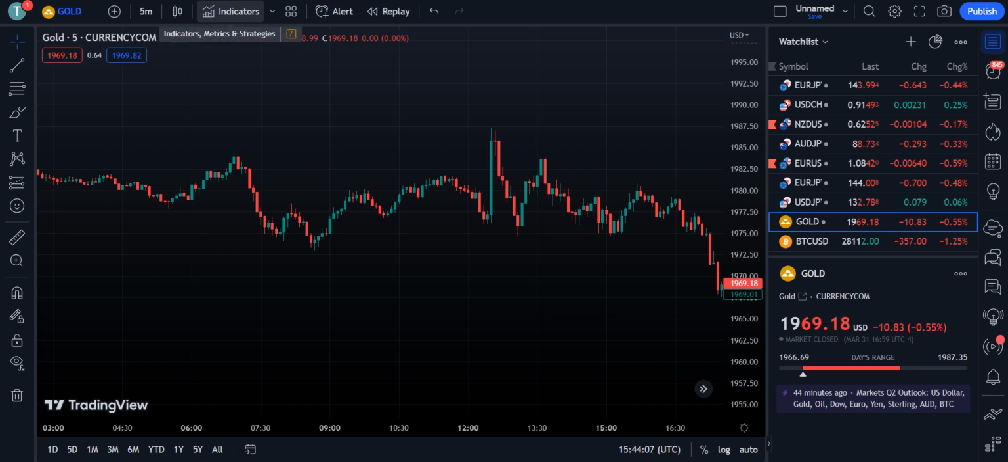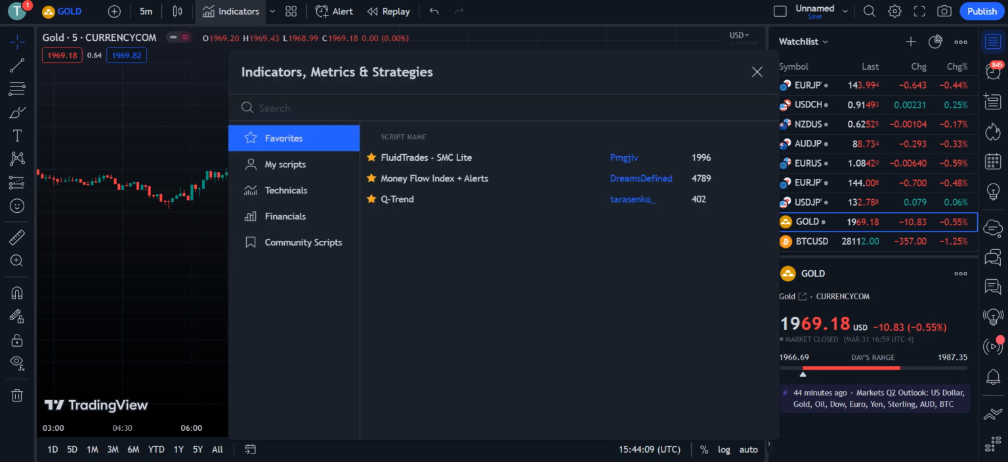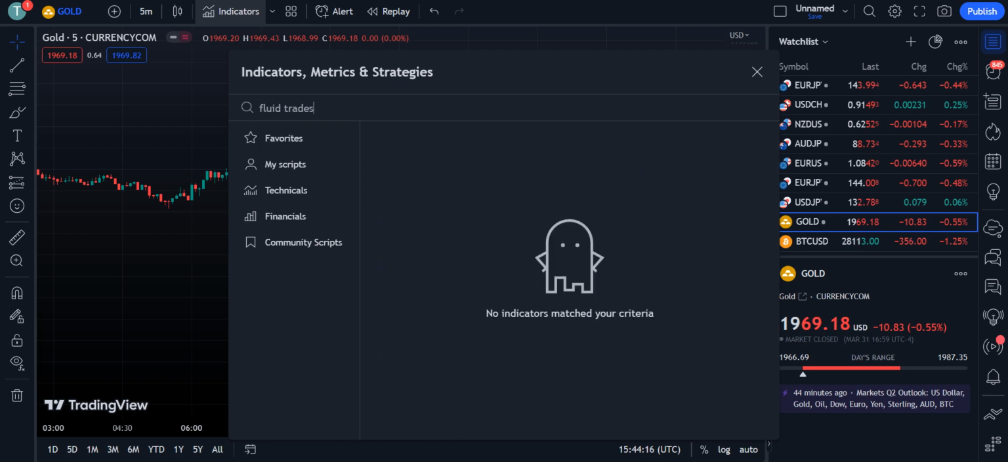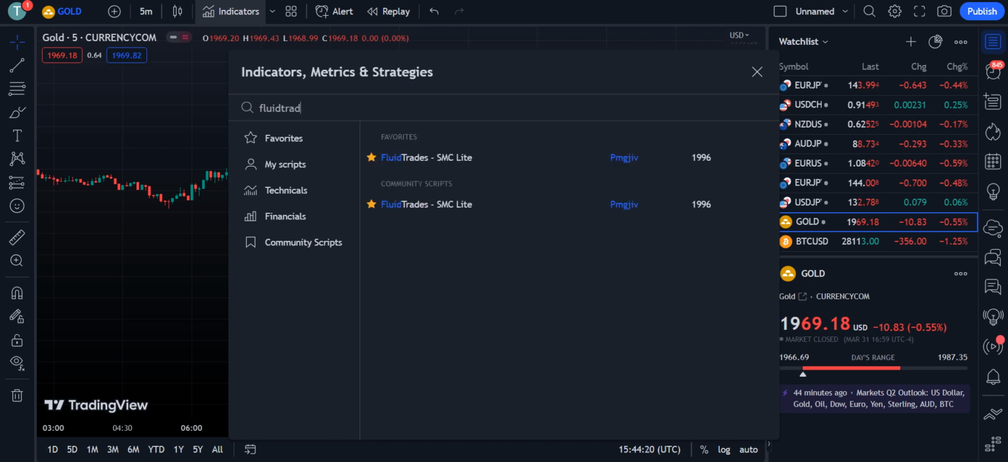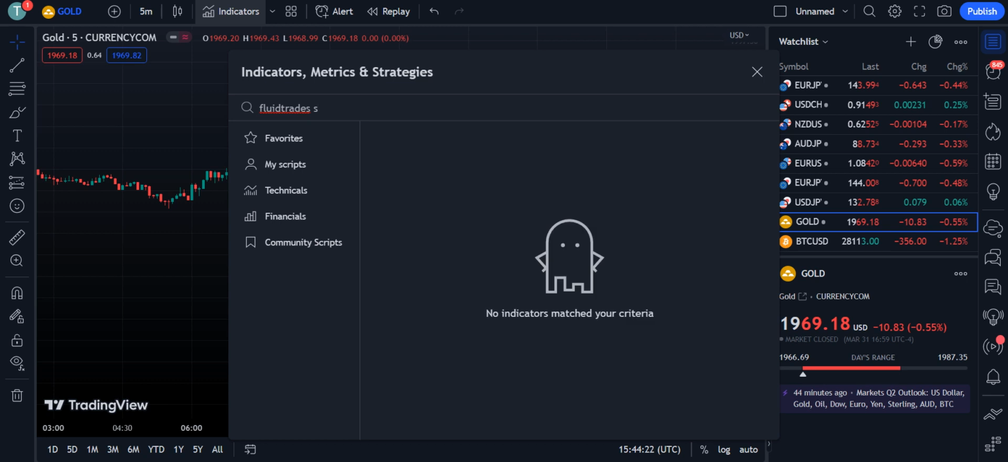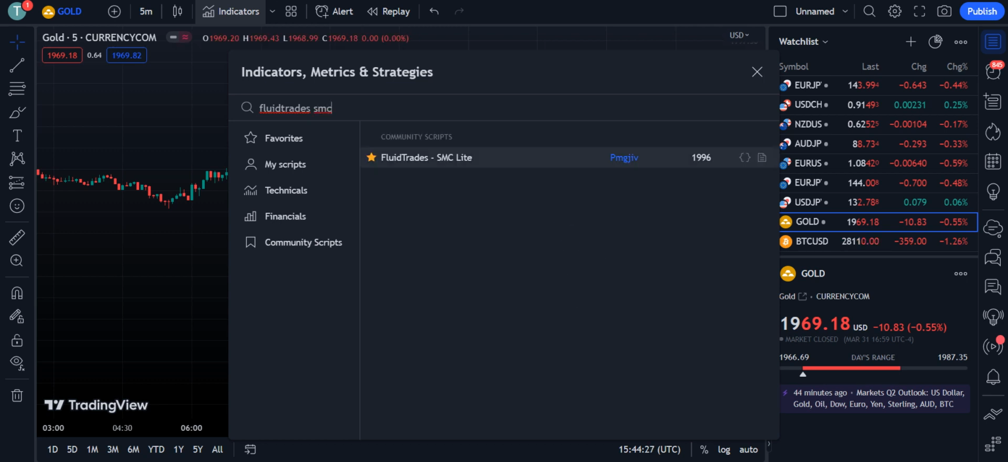And the indicators that we are going to use here, the first indicator is the Fluid Trades SMC Lite. This is by PMG JIV. 1996 traders are using this indicator.